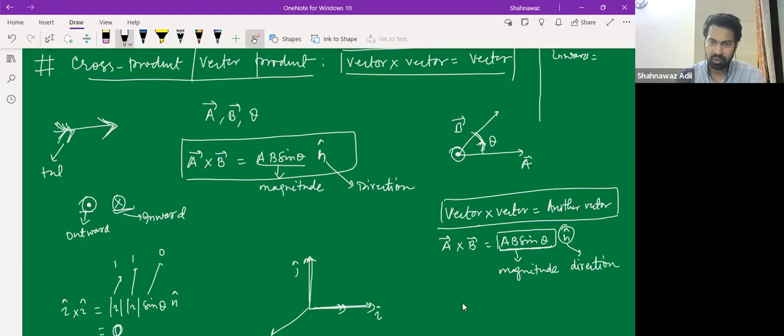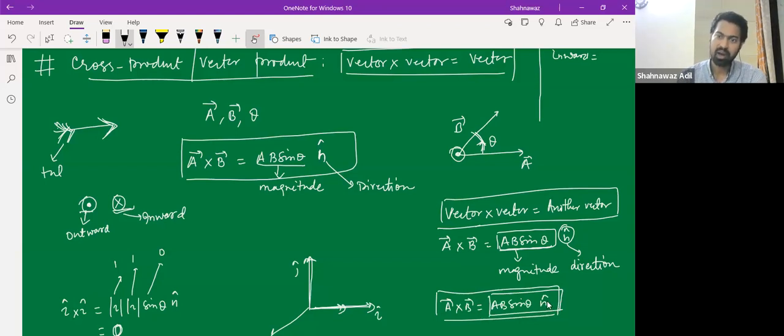So A cross B will give you AB sine theta and this n hat. Now this completes it, and this tells us that it is a vector. Understood? Yes, I understood. And how do we get the direction of this n hat? We get it by using the Maxwell right-hand thumb rule.